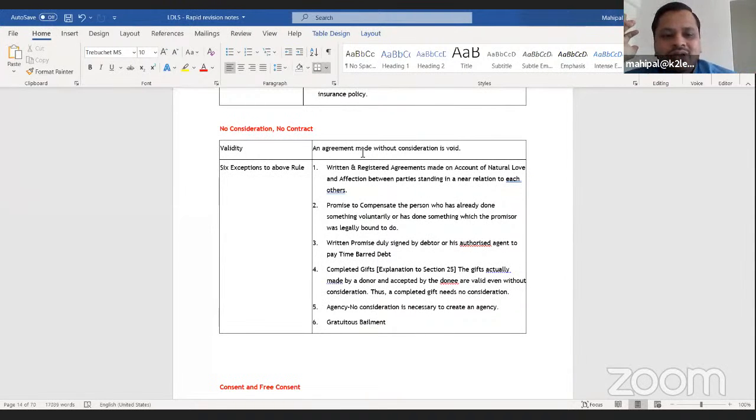Exceptions to the rule, no consideration, no contract. Number one, if the contract is based on natural love and affection, then the rule comes, it must be in writing. The parties must be in a near and dear relationship, and it must be based on natural love and affection. Number two, compensation for past voluntary services. Number three, written promise to pay time-barred debts. Okay, my dear friends, this time-barred debt is governed by dash. Which act?